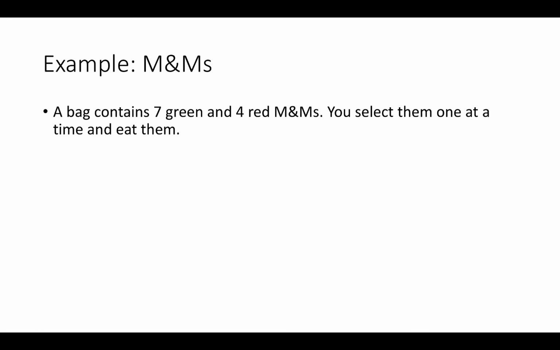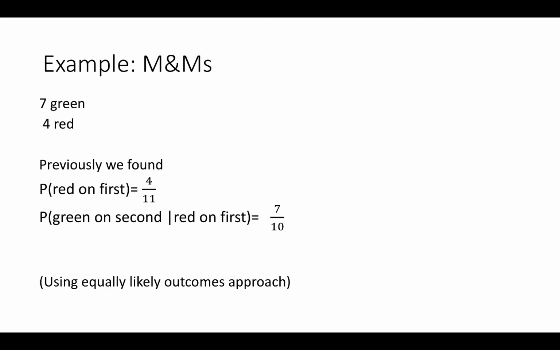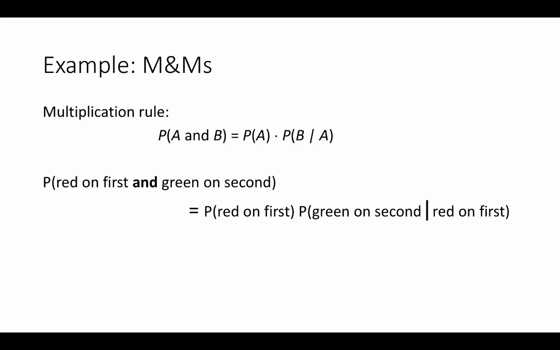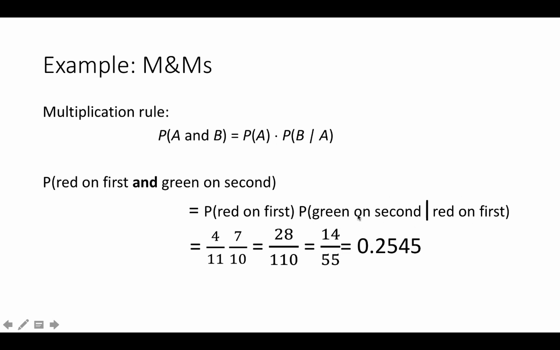Let's look at the M&M's problem again. We select them one at a time and eat them, so without replacement. We found previously the probability of red on the first and green on the second given red on the first; those probabilities were here. If we're interested in the probability that both events, red on the first and green on the second, occur, we'll use the multiplication rule. So we're going to multiply the probability of red on the first times this conditional probability, green on the second given red on the first.